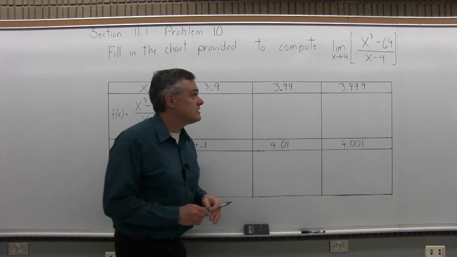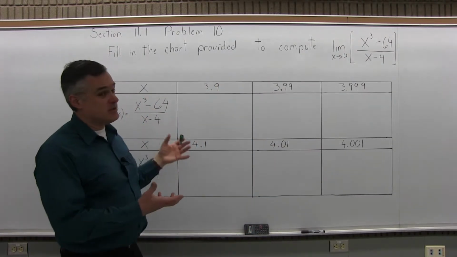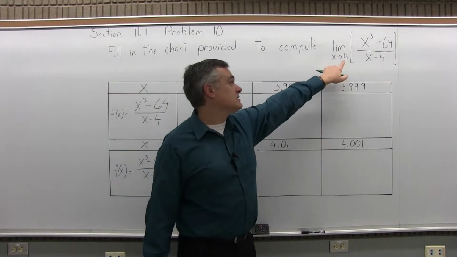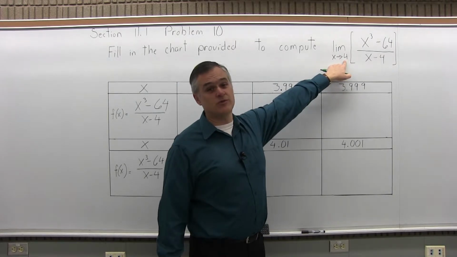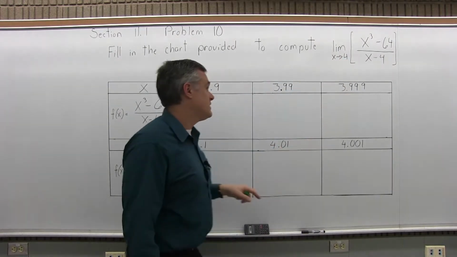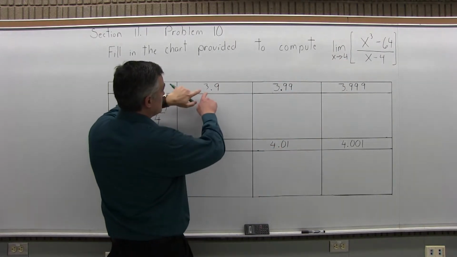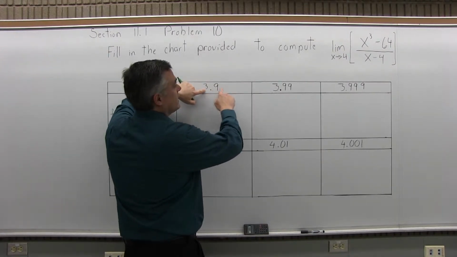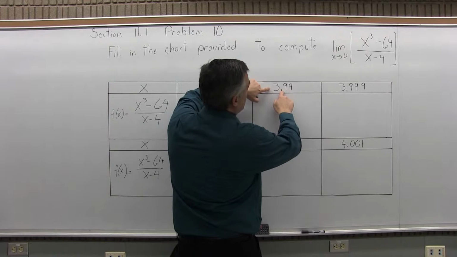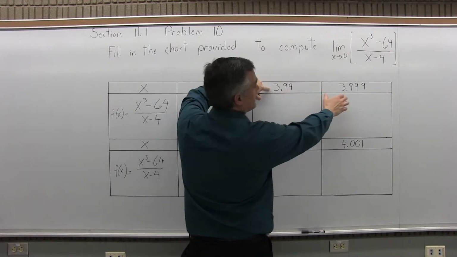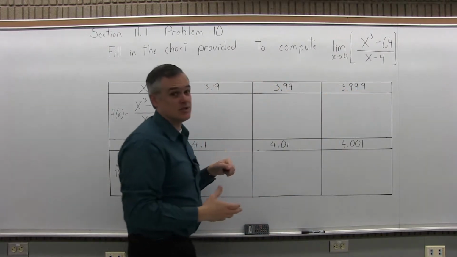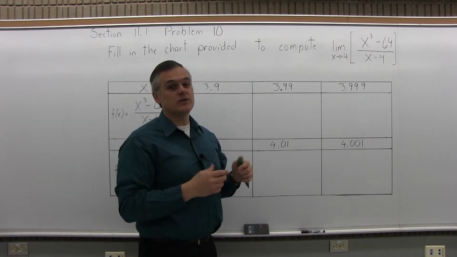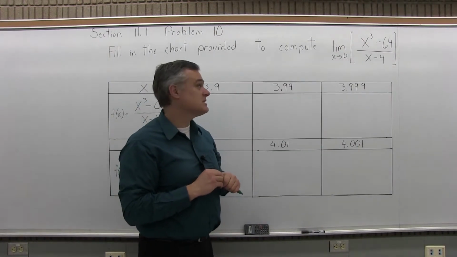So we resort to filling in a chart and actually a brute force method, kind of plugging in things that are super close to 4. So as we fill in this chart, the top row is telling us to use as an input value 3.9, that's close to 4. Then use as an input 3.99, that's even closer to 4. And then 3.999, that's even closer to 4. So as our inputs get closer and closer to 4, see what the function would be doing. So let's give that a try.